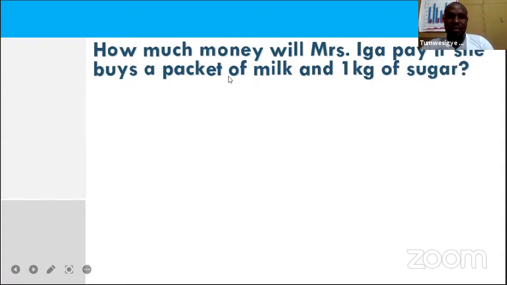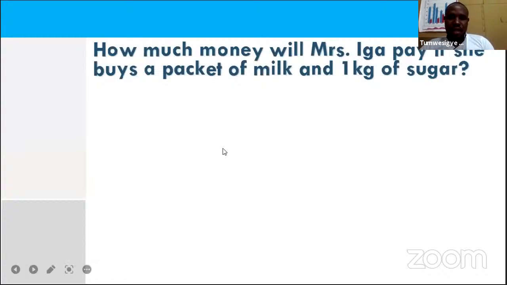Now we have a friend here called Mrs. Yiga. Are we together? And Mrs. Yiga went and bought a packet of milk and a kilogram of sugar. So we have to look at the prices. What is the price of milk? What's the price of sugar? Then, since they're asking us how much money Mrs. Yiga will pay, we have to add the prices for the two items: a packet of milk and a kilogram of sugar.